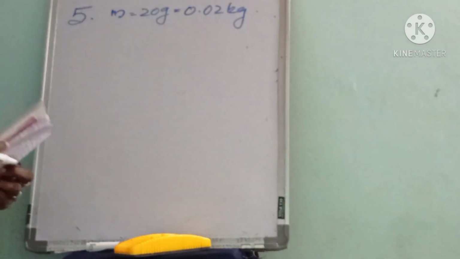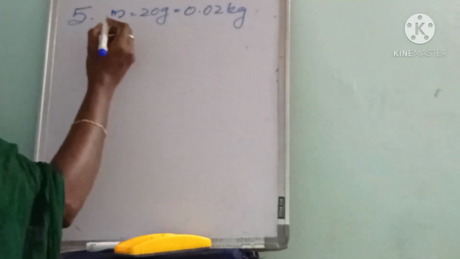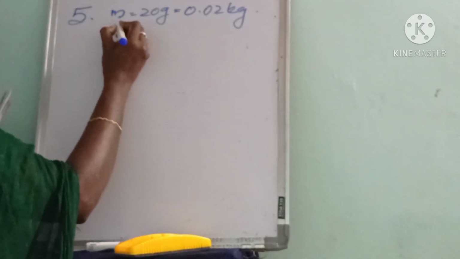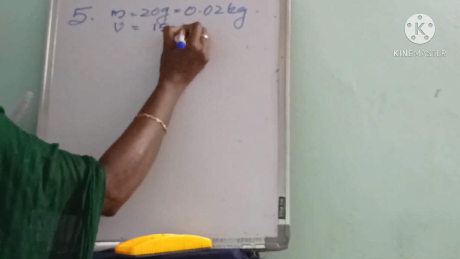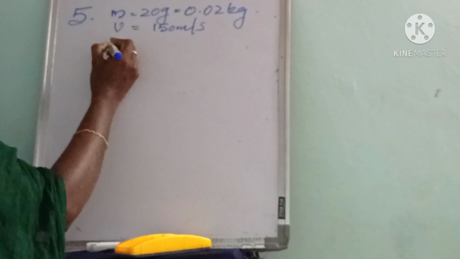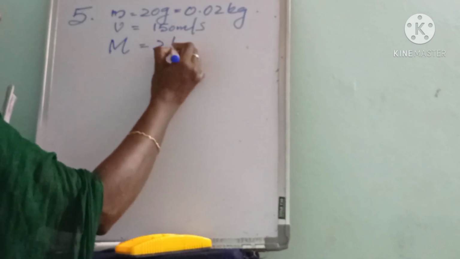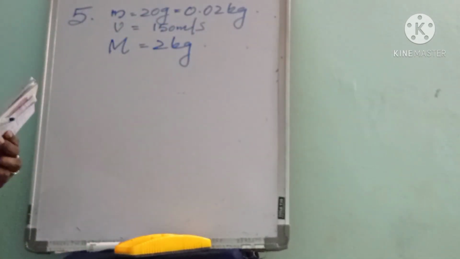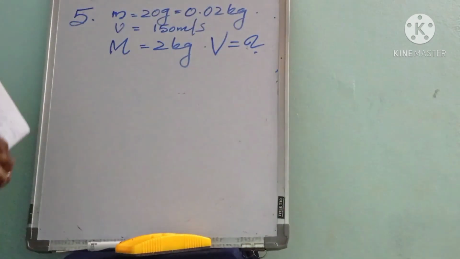That bullet moves horizontally with a velocity of 150 meter per second. The velocity of the bullet is taken as small v, equal to 150 meter per second, from a pistol of mass 2 kg. The mass of the pistol is represented by capital M, that is 2 kg. Then we have to find the recoil velocity of the pistol, represented by capital V.